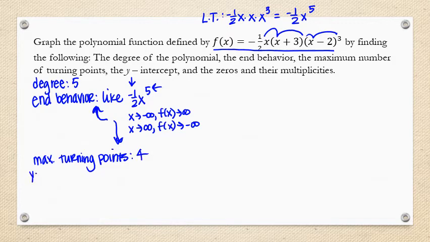The y-intercept is f of 0. So plug 0 in for x. And we get -1/2 times 0 times 0 plus 3 times 0 minus 2 cubed, which is 0.